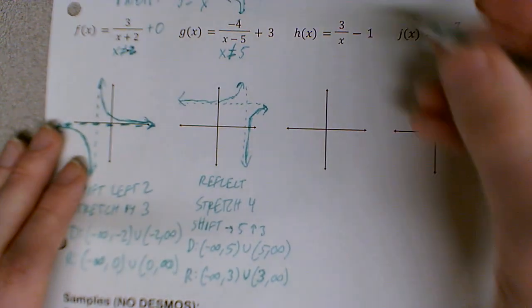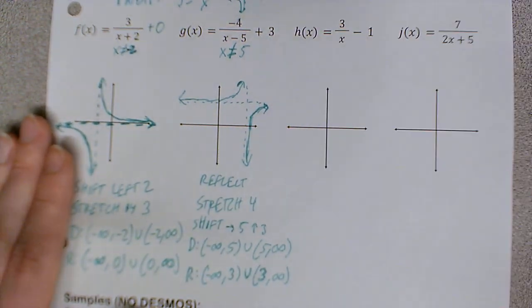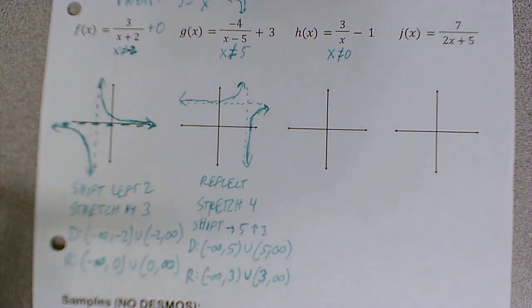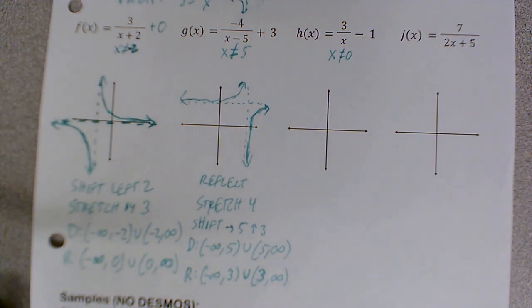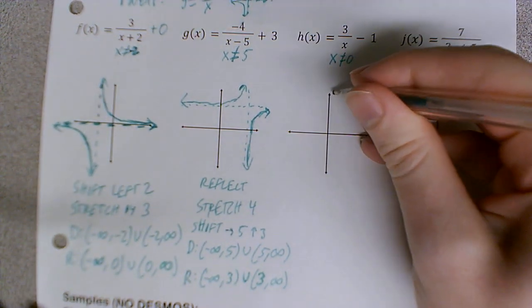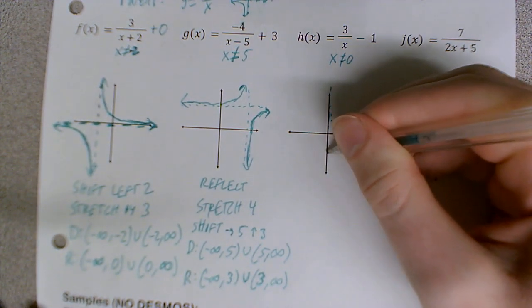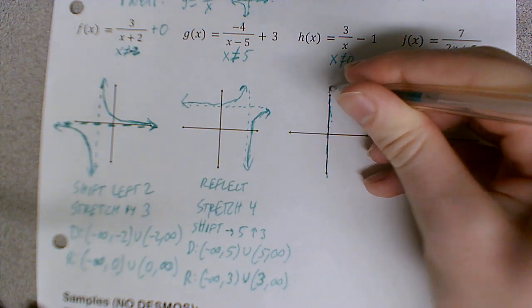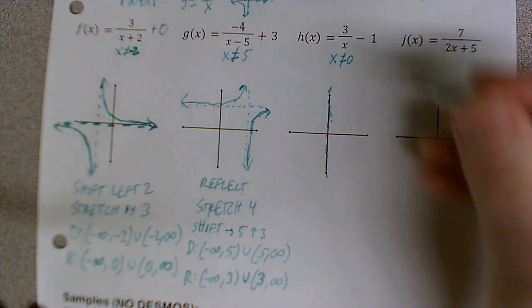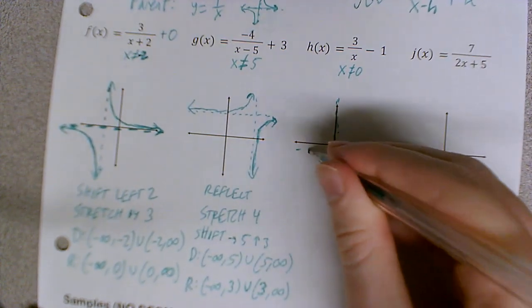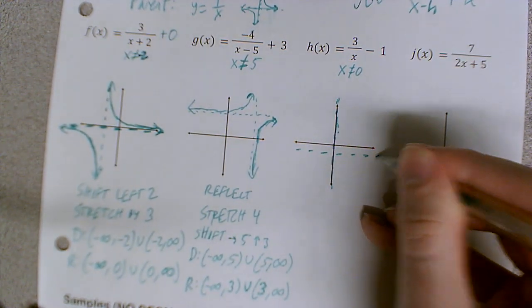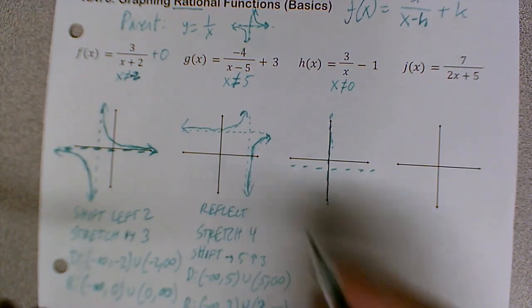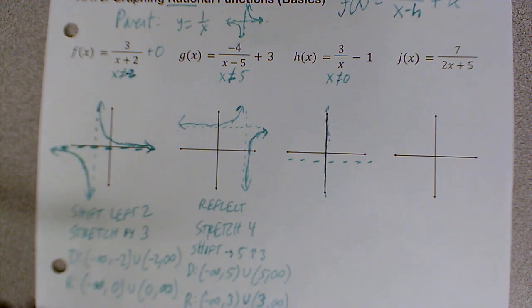All right, next we have 3 over x. The value of x that we cannot plug in is 0 this time. All right. Our vertical asymptote is therefore right down the middle. And our horizontal asymptote is at -1. Because that's what k is. K is -1, so therefore our horizontal asymptote is at -1.